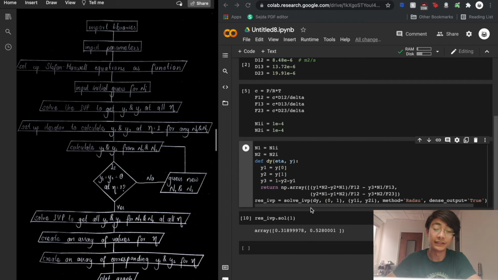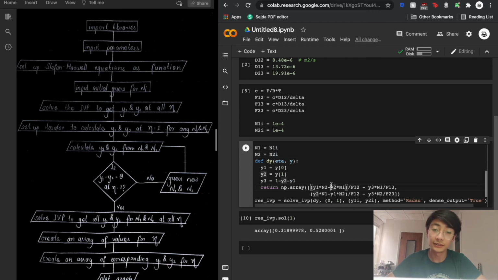And then what we did was we specifically looked at what the values of the mole fractions would be at eta equals 1 from our initial guess of n1 and n2. So now what we need to do is set up an iterator to calculate y1 and y2 at eta equals 1 for any n1 and n2. So what that means is we need to set this problem up so that we can continuously change the values of n1 and n2, and based off of that we should be able to iterate and get multiple values of y1 and y2 based off of those initial values of n1 and n2.